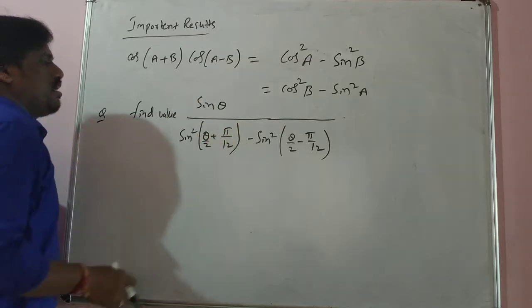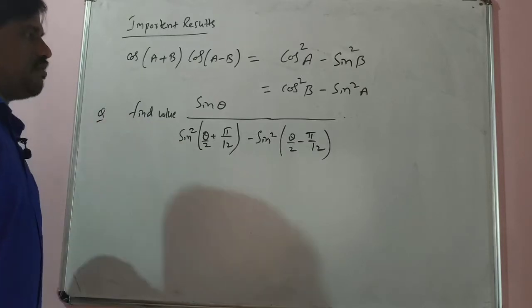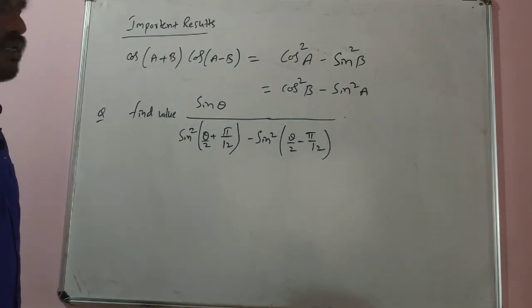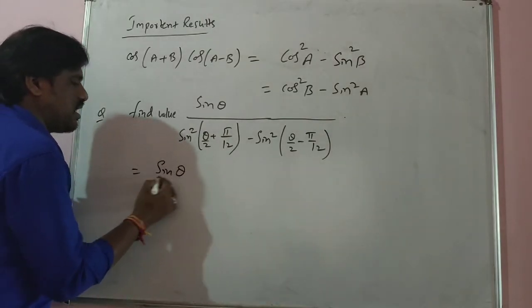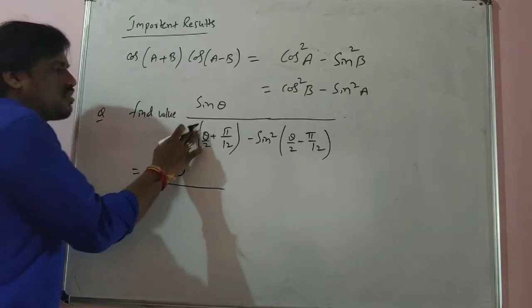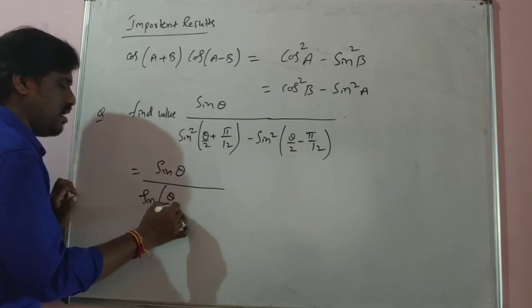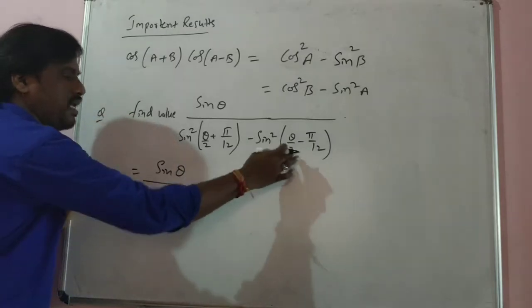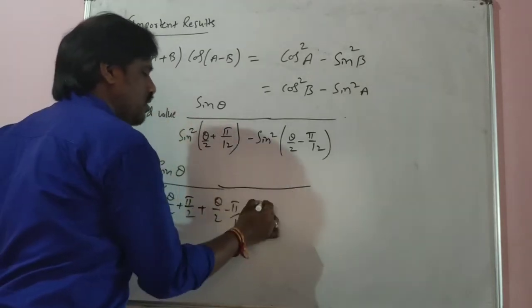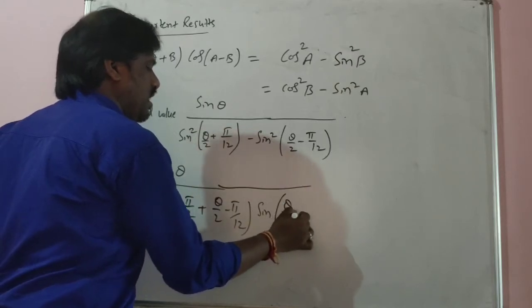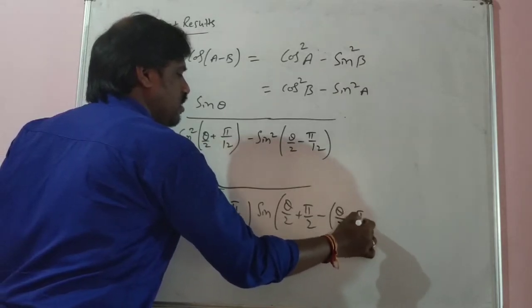Now find the value of sin theta upon sin square of theta by 2 plus pi by 12 minus sin square of theta by 2 minus pi by 12. Whenever you have something like this, it looks like the same previous formula. So sin square a minus sin square b formula is what? Sin of a plus b into sin of a minus b. I can write a plus b and a minus b, correct.